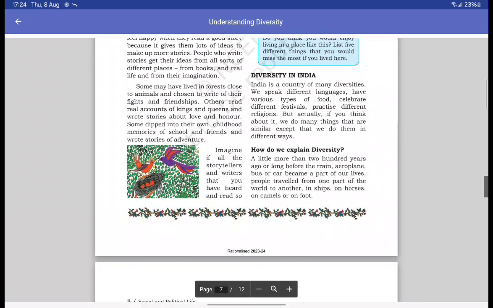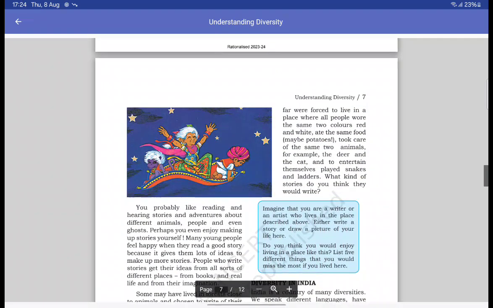Some may have lived in forests close to animals and chosen to write of their fights and friendships. Other read role. Okay, so you can just skip this part here.